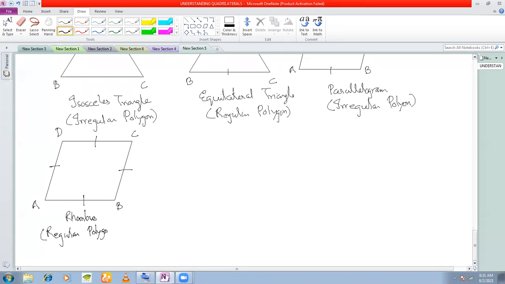Understood? Any parallelogram in which all the sides are equal is called a rhombus. Remember this. We'll be coming back to this. How about this polygon?